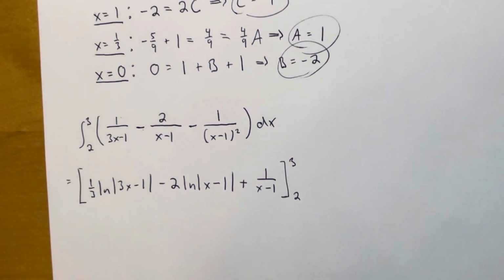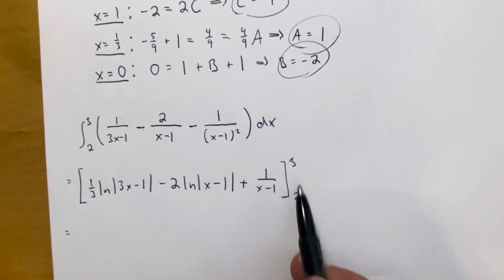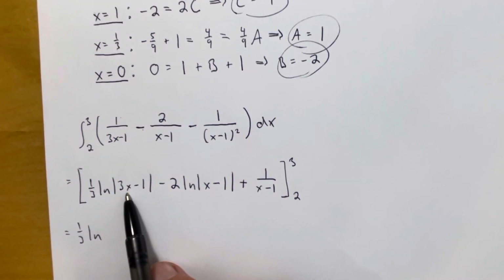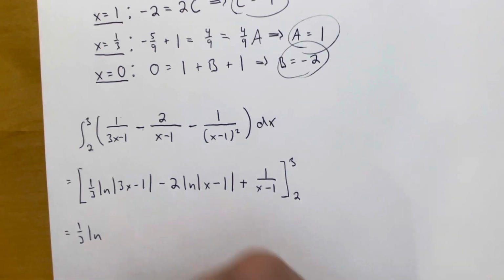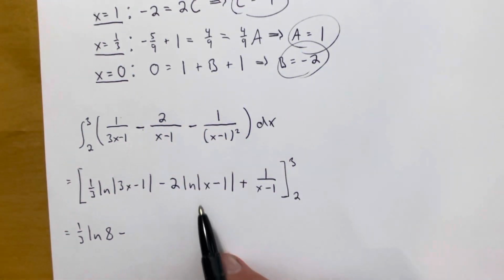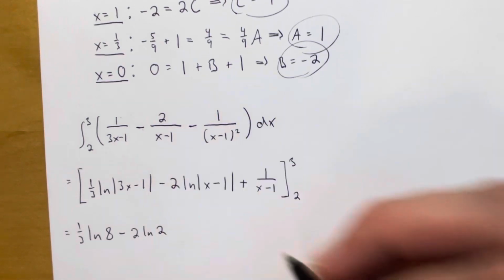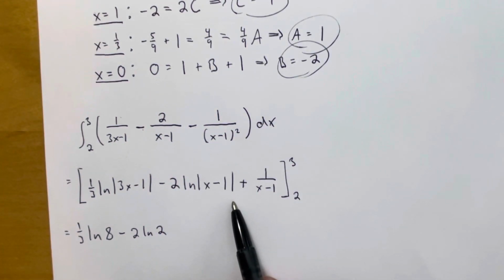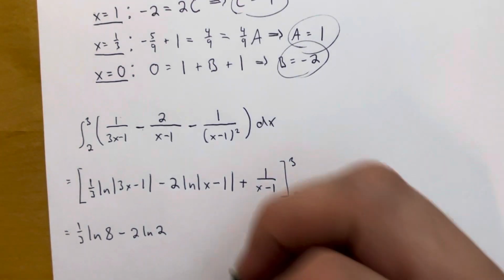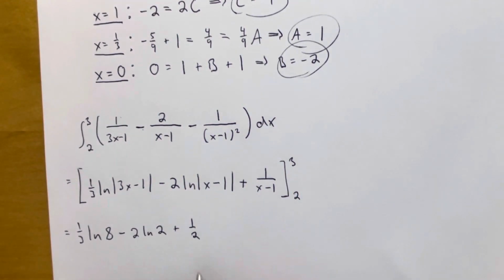Okay? So at this point, because it's a definite integral, we just need to start plugging some of these numbers in. Let's do that. If you plug a 3 in, you're going to get 1/3 times the natural log of 3 times 3, which is 9 minus 1, that's 8. Okay? Minus 2 times the natural log of 3 minus 1, which is 2. So this is 2 natural log of 2. Plus 1 over 3 minus 1, which is 1/2 there. So plugging a 3 into all of these terms produces this.